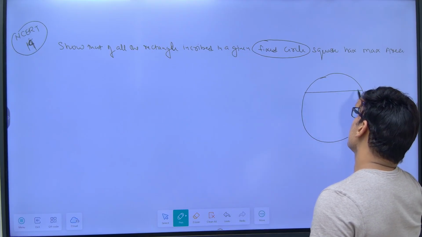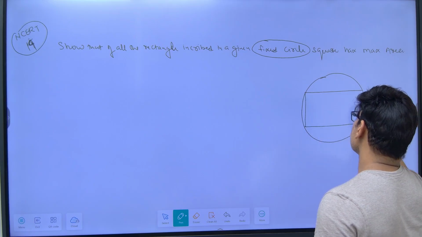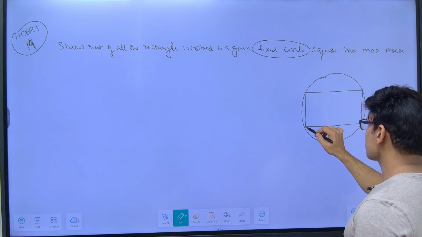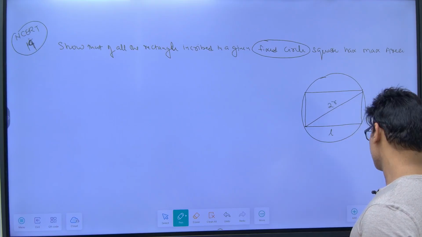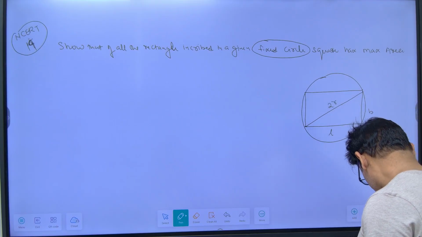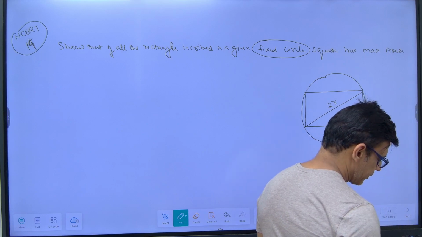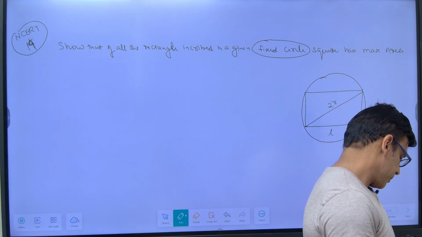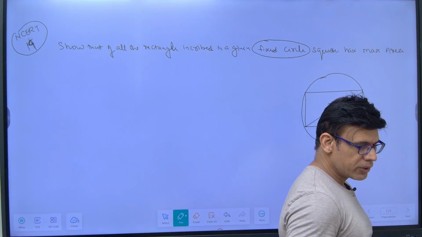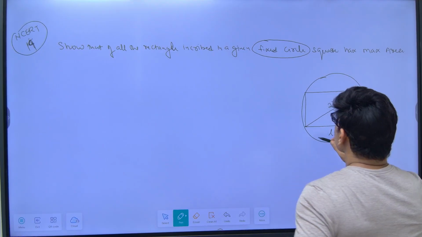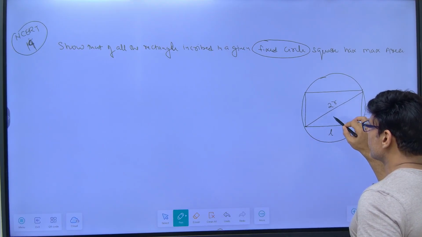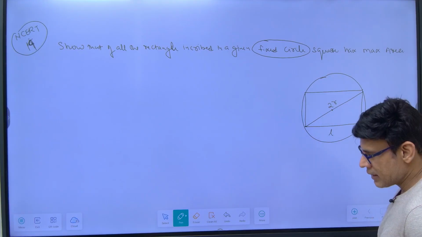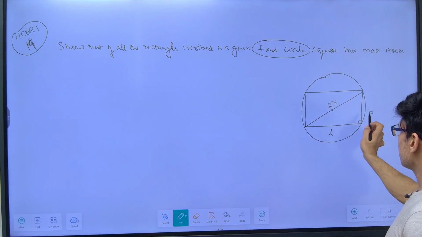Then draw a rectangle with L and B, right? This is what? 2r. Why? Diameter, angle in a semicircle is equal to what? 90 degrees. Since it is 90 degrees, the converse is also true. That means this diameter will pass through the center of the circle. See here, you have L, B and 2r.